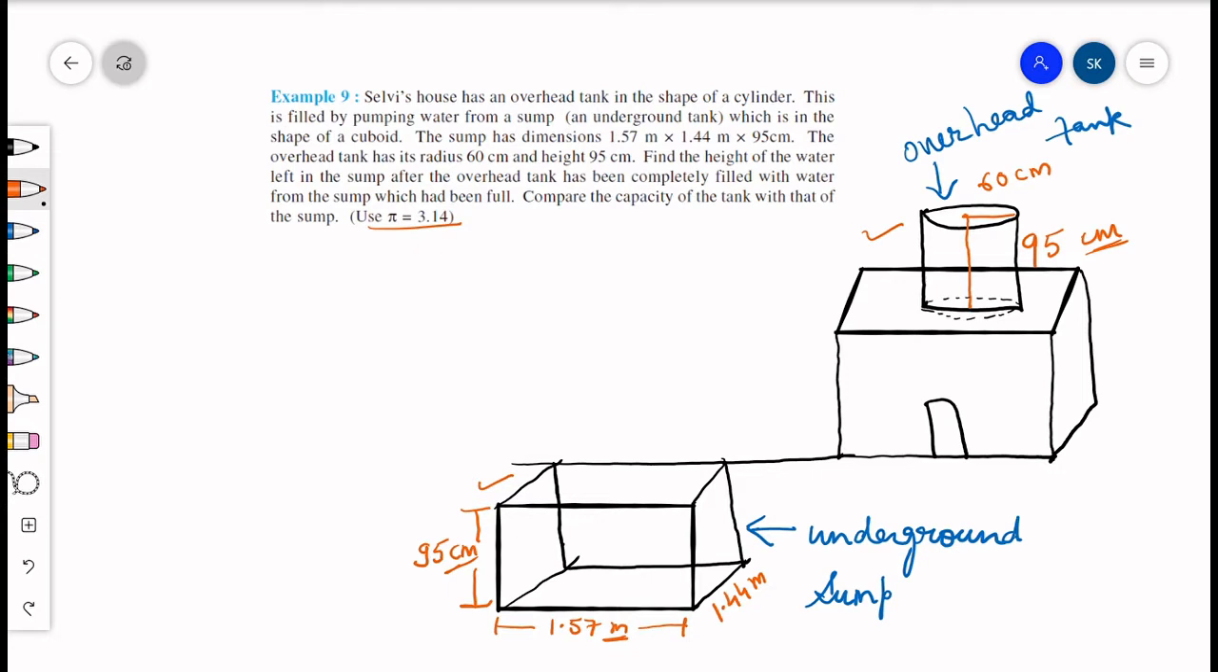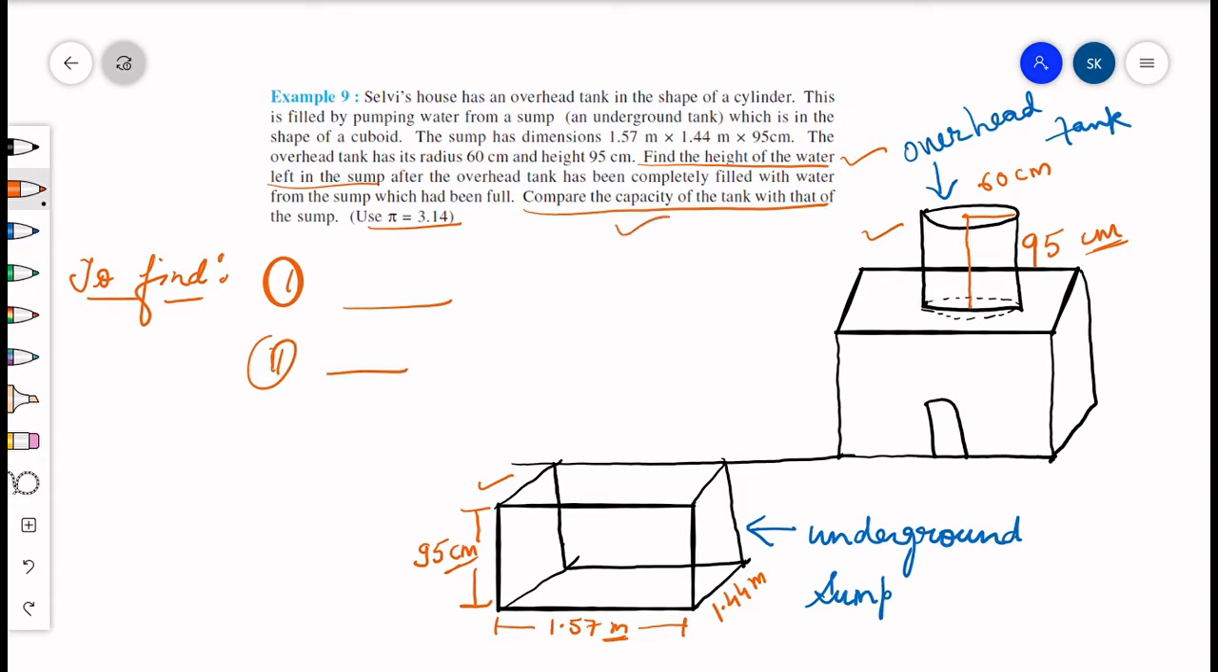Now we need to find two things here. First, we need to find the height of water left. This is our first thing. And second is compare capacity of tank with that of sump. So let's write down what to find out. Two things are there. So first is, quickly you can write it from here, find the height of the water left, and second is compare the capacity.